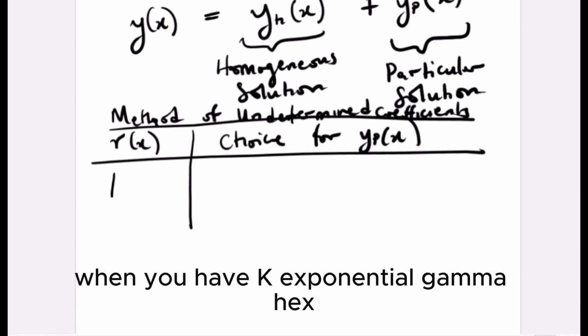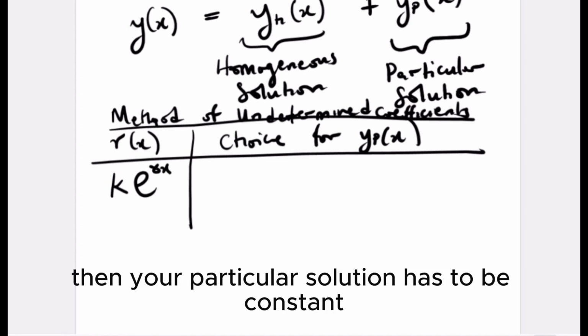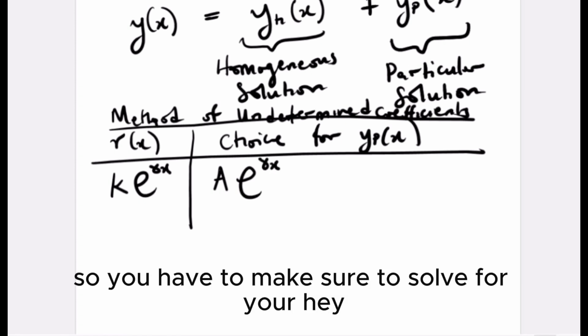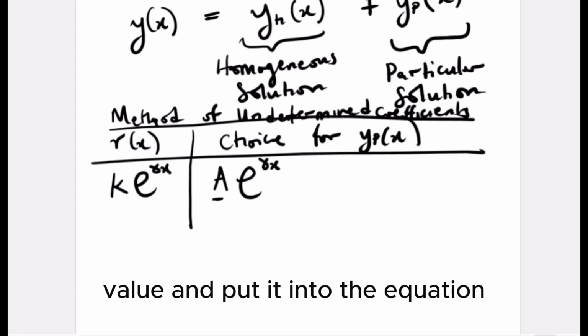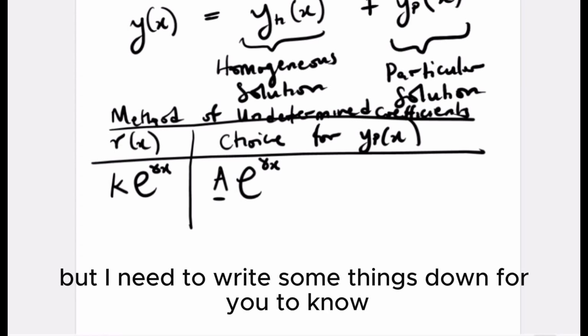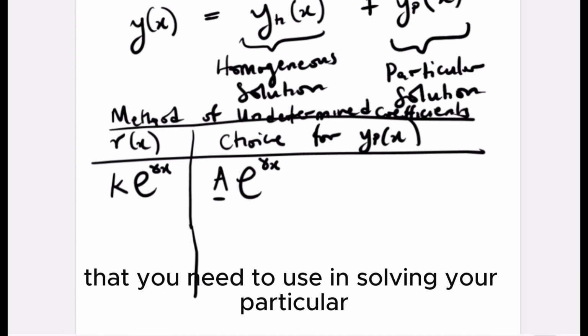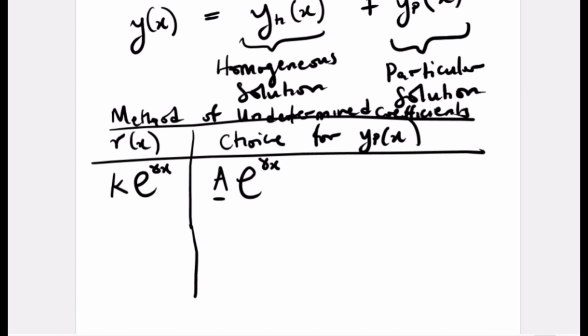When you have k exponential gamma x, then your particular solution has to be a constant times exponential gamma x. So you have to make sure to solve for your a value and put it into the equation. We're going to be solving questions on this, but I need to write some things down for you to know. So this is a table that you need to use in solving your particular solution.